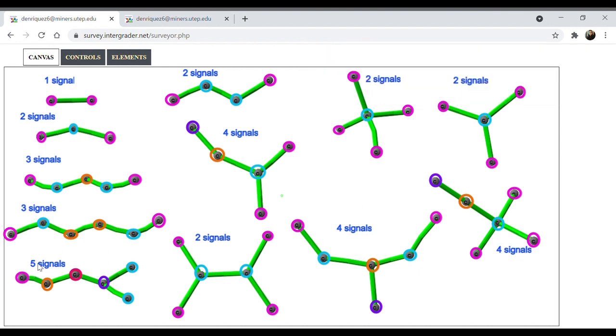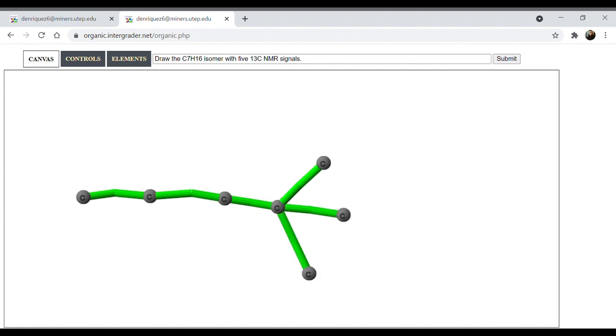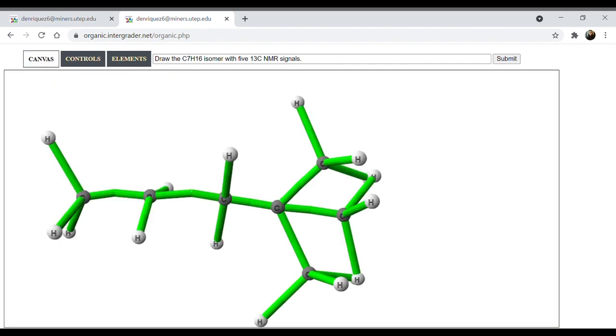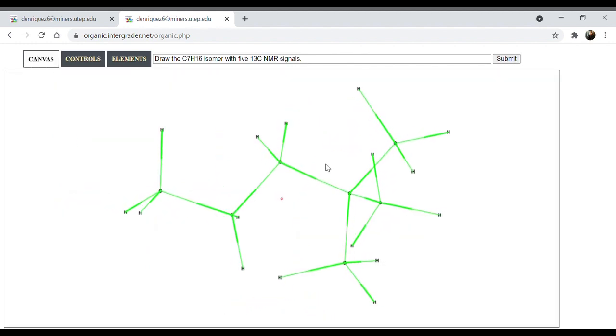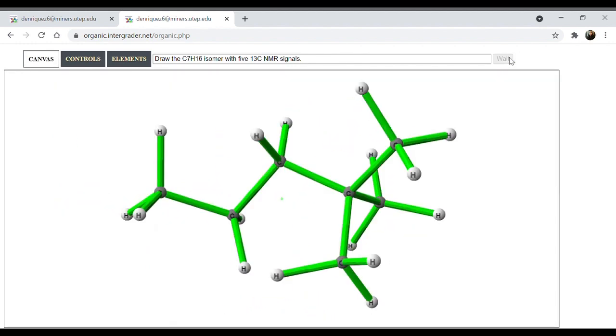Okay, so we're drawing this one at the end for 7 carbons. 1, 2, 3, 4, 5, 6, and 7. And let me make sure it's the right one. So I have these all 3 the same. So it's 1 signal, 2 signals, 3, 4, and 5. Add my hydrogens. And we're good to go.